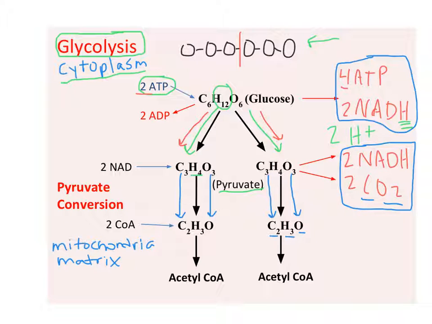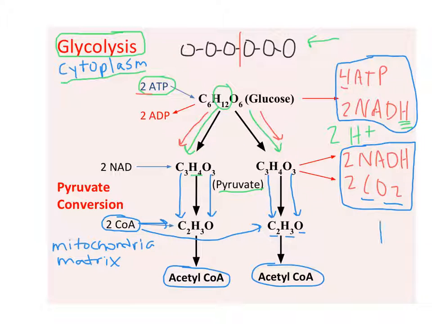And the last product of pyruvate conversion: 2 CoA enzyme molecules, 2 of them bond with each of these pyruvates to form the final product, which is going to go into the Krebs cycle, called acetyl-CoA. So you will need to know that. Basically, you need to know the reactants and the products of each of these steps.